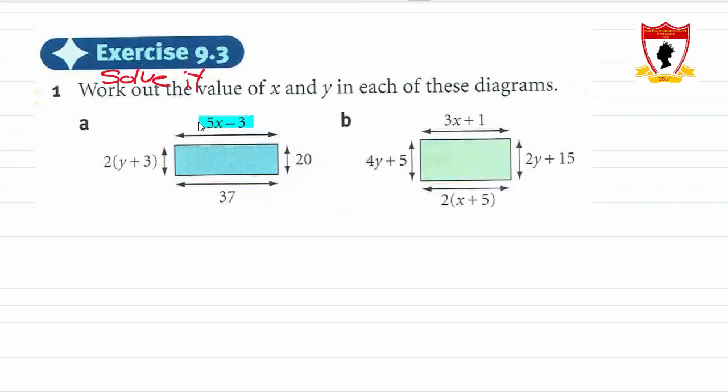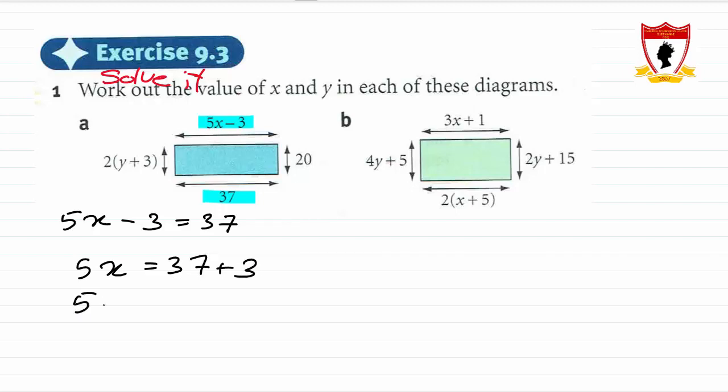To start, 5x minus 3 has the same length as 37. So as an equation, we can write it like this: 5x minus 3 is equal to 37. Now to get rid of this negative 3, we send this negative 3 to the other side. It will be positive. So 5x is equal to 37 plus 3. 5x is equal to 40. 5 times which number is 40? Of course, it's 8. We get the value of x. Now to get y, we do the same here.